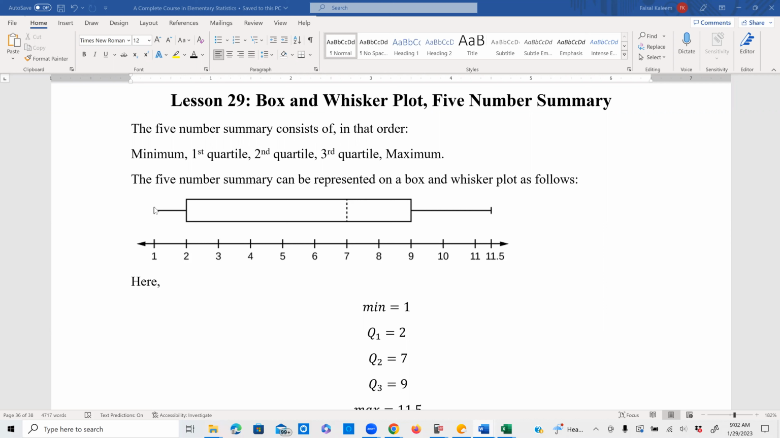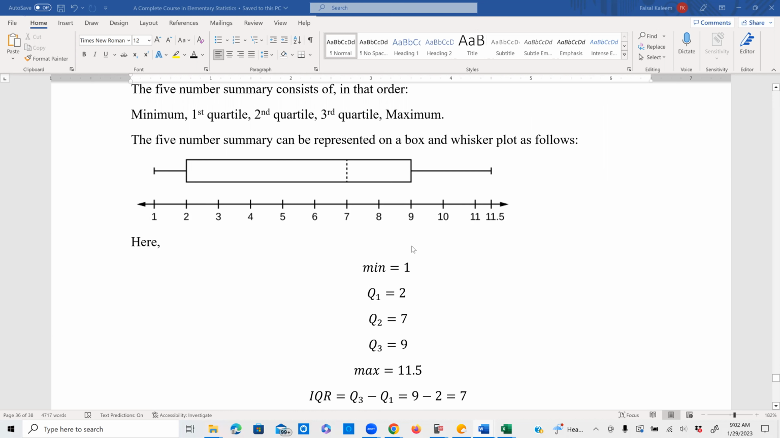So here, this mark, which is the first mark outside the box, is the minimum. So that's 1, as we can see. Then the first vertical line of the box, that's the first quartile. So Q1 is 2. And then Q2 is the vertical line inside the box. This is the median or second quartile. So that's 7. And similarly, Q3 is the last vertical line of the box. So that is 9. And the maximum is this point, which is 11.5.